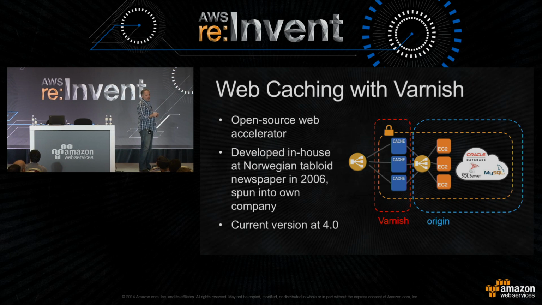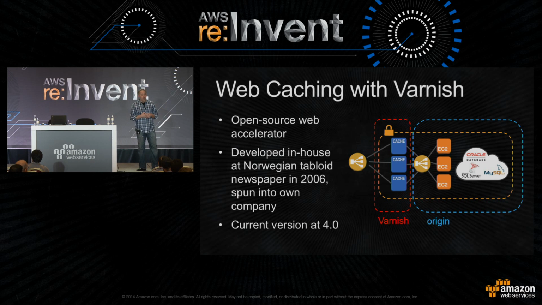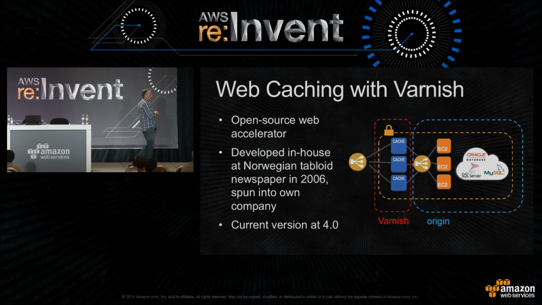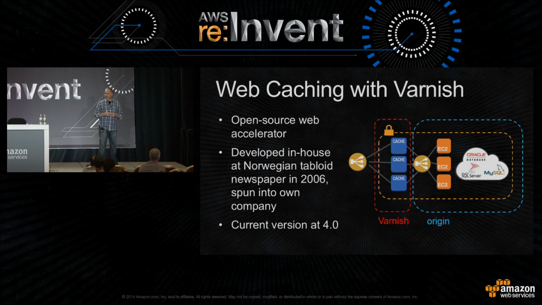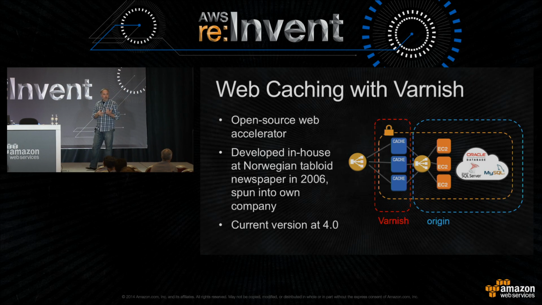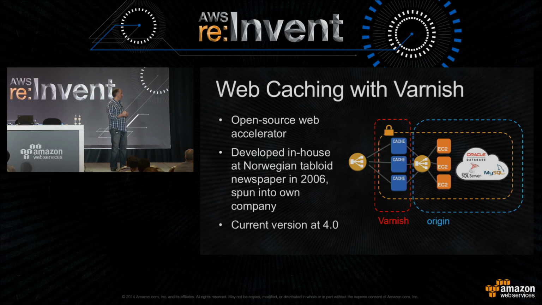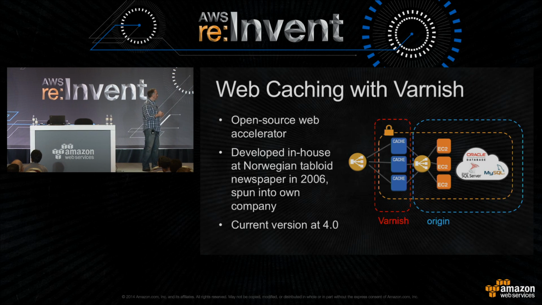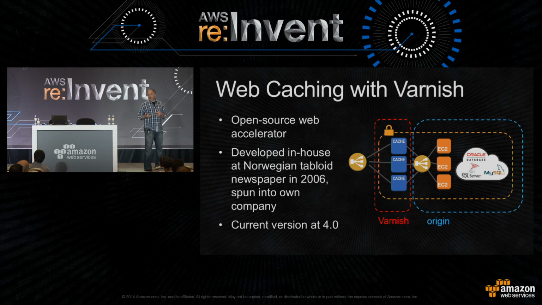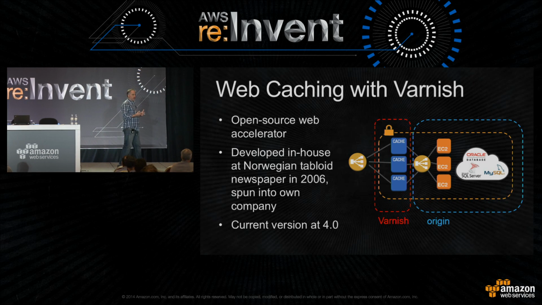It was developed in 2006 by a gentleman at a Norwegian tabloid newspaper. He ran the online division of it. About 8 years ago, he said, we can do this better. So he developed Varnish. He took Varnish, hired a company called Linode. They spun into their own company, what you have today in the Varnish open source world. There's also a commercial implementation of Varnish that will provide support and management for you.